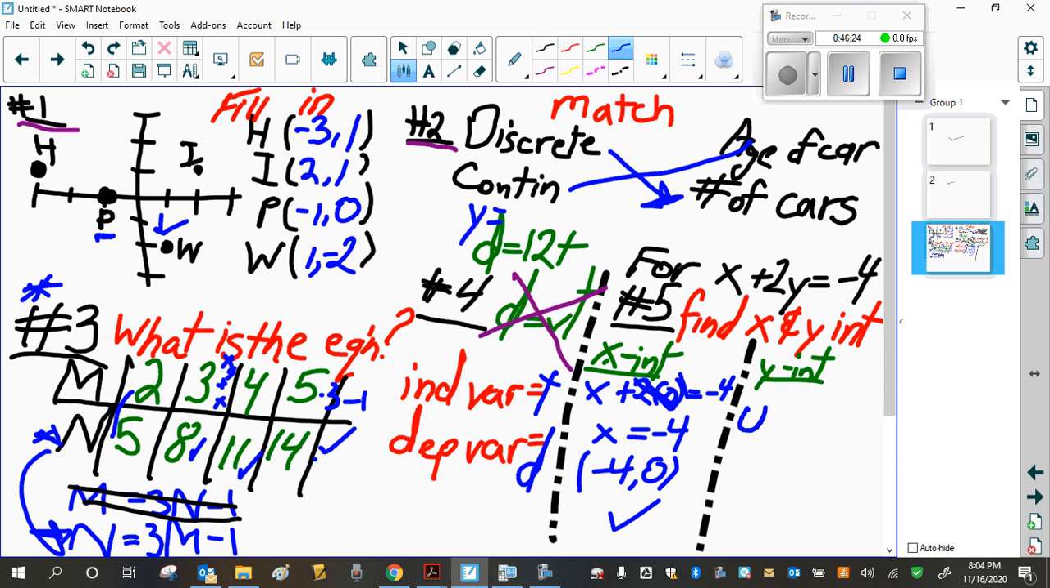And lastly, the y-intercept is 0 plus 2y equals -4. And divide both sides by 2. You get y equals -2. And put (0, -2). And I give you lots of these. Check, check, check, check, check, check, check.